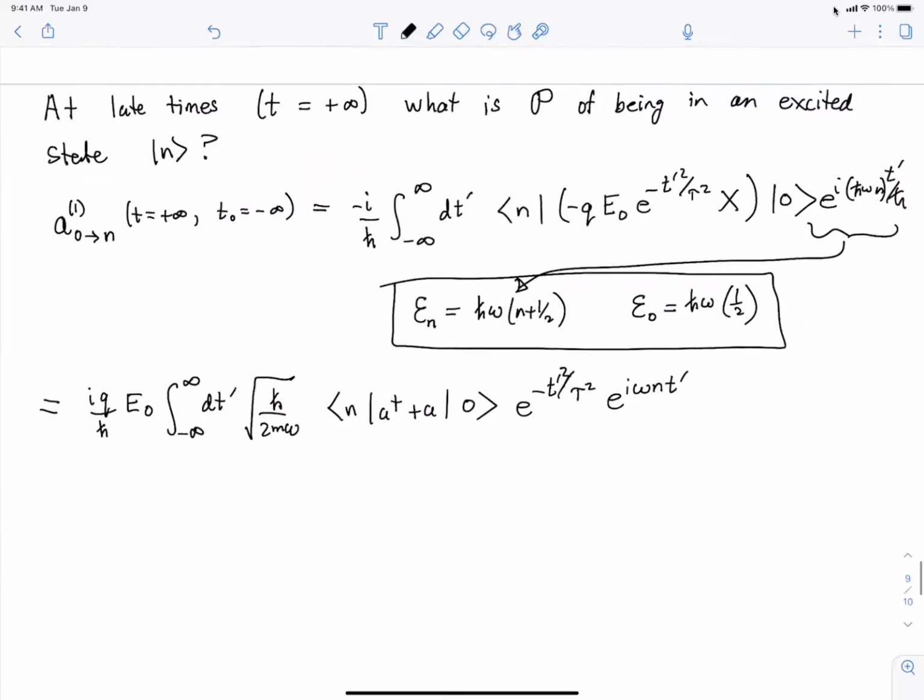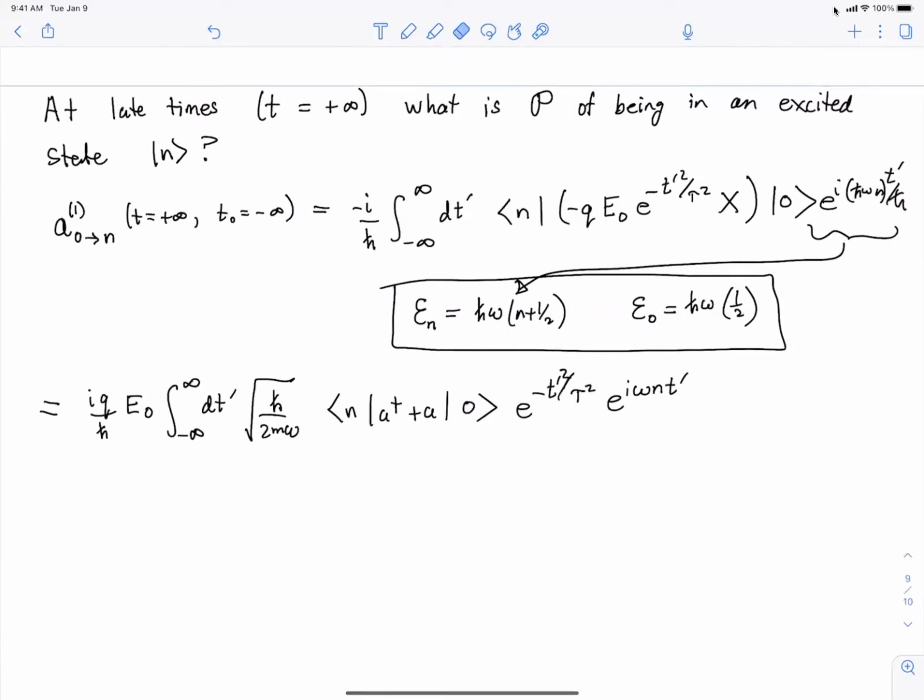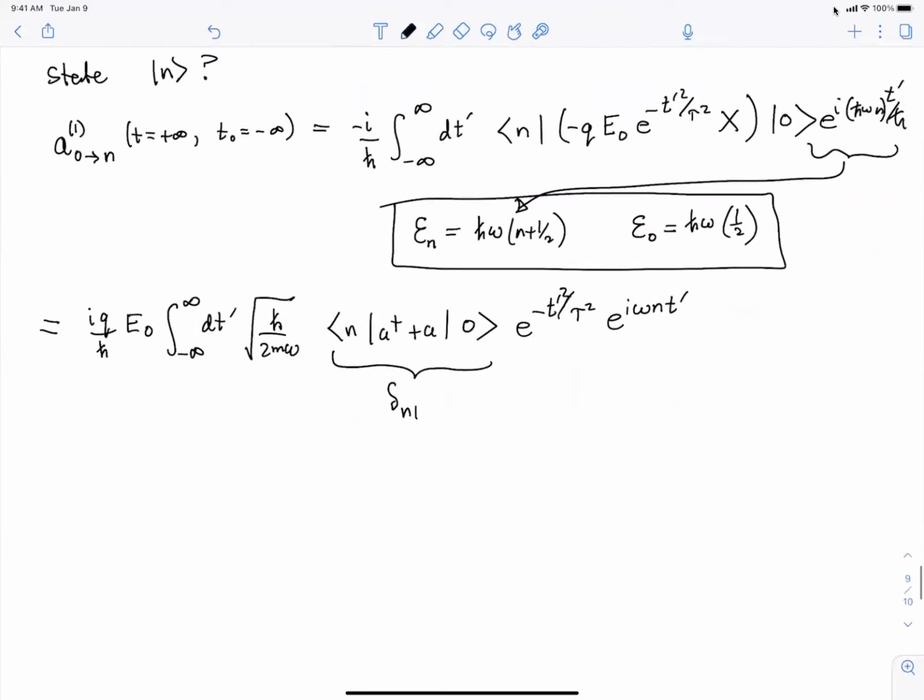Okay, and now we know from our study of the harmonic oscillator that this matrix element is very simple. This is nothing other than the Kronecker delta of n and 1, because the a acts on the ground state and gives nothing. The a dagger acts on the ground state and gives the state 1. And so the matrix element is only non-zero if n is also 1. All right, and so we can rewrite this as iQ E0 over, clearing out the h bars, the square root of 2 m h bar omega, delta n1. In this example, the matrix element was really nice. And then finally, we have to do this integral.